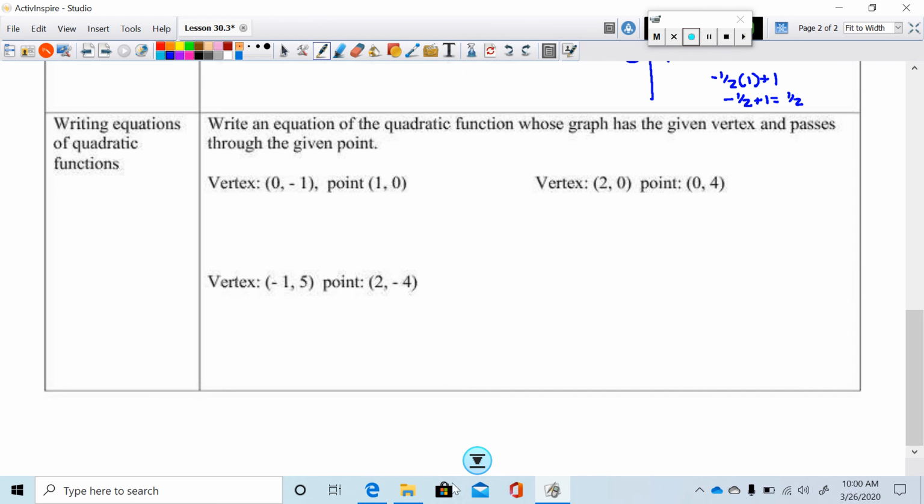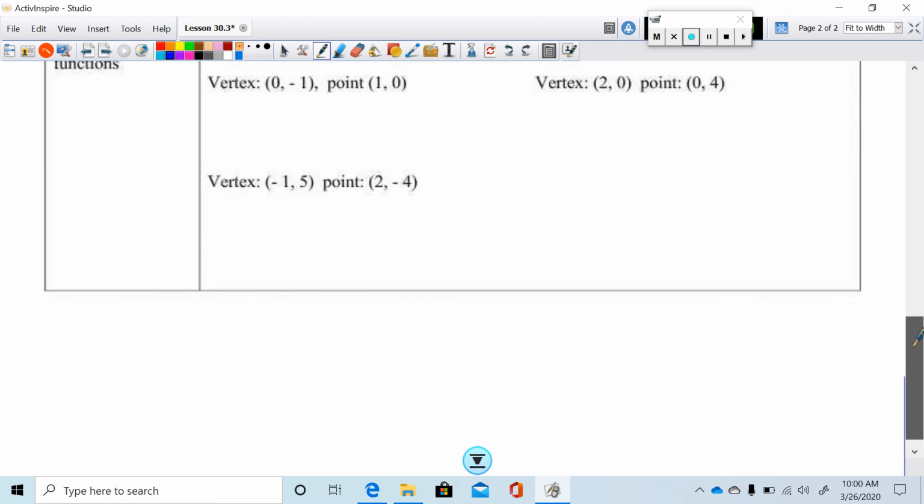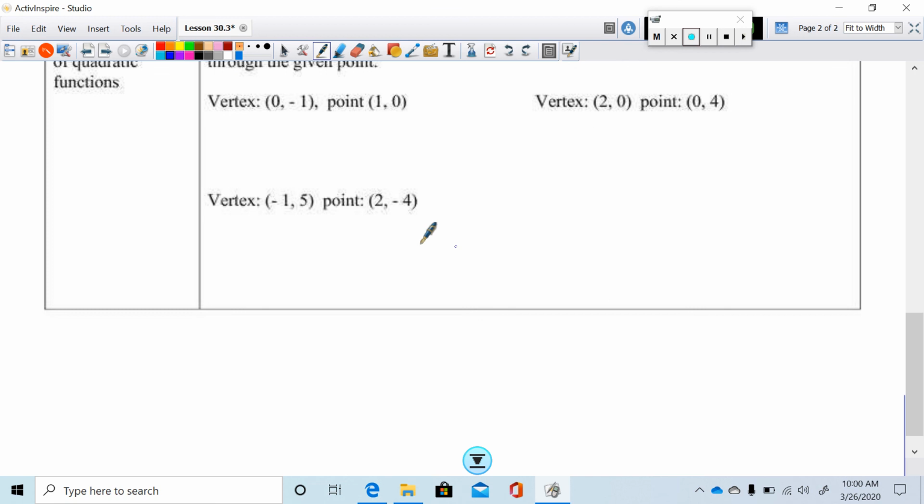Okay, write an equation of the quadratic functions whose graph has a given vertex and passes through the given point. The first thing I want to do is take the vertex and put it in, remember it's the opposite of x, but since you have 0, you're just going to have y equals x squared. There's not going to be any parentheses because there's not a number with the x value. And then whatever the y value is, write it down. So that appears to be the equation, but I want to put the point 1, 0 in. I want to plug 1 in for x and see if I get 0.